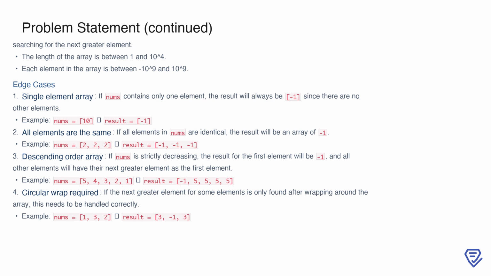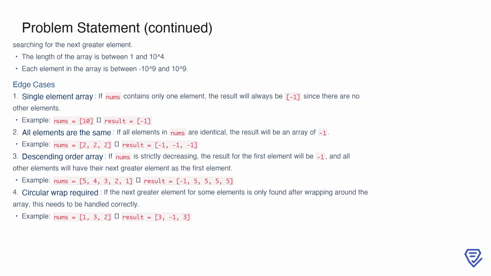Some edge cases to keep in mind include single-element arrays, where the result will always be -1, because there are no other elements. For arrays where all elements are identical, like [2, 2, 2], the result will also be all -1, as no element has a greater counterpart. In strictly descending arrays, such as [5, 4, 3, 2, 1], only the first element will have a result of -1, while all others will point to the first element as their next greater value.